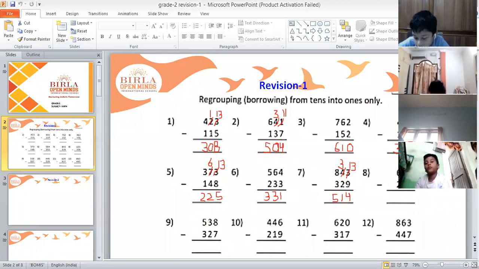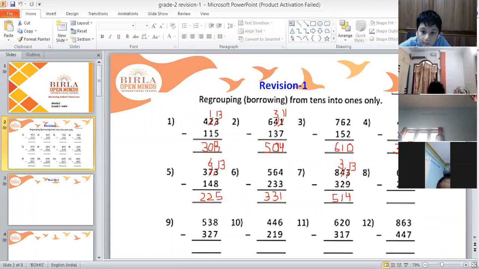So what will this 3 become now? We will cut this 3 and this 3 will become 2. Very good. And what will this 5 become in ones place? 15. Good. So we will cut this 5 and this 5 will become 15. Now tell me, 15 minus 8, how much? Start counting after 8 and count till 15. 7. Very good. 15 minus 8 is 7. And 2 minus 2? 0.